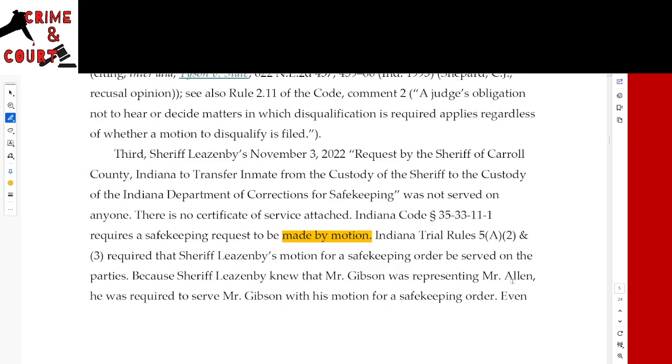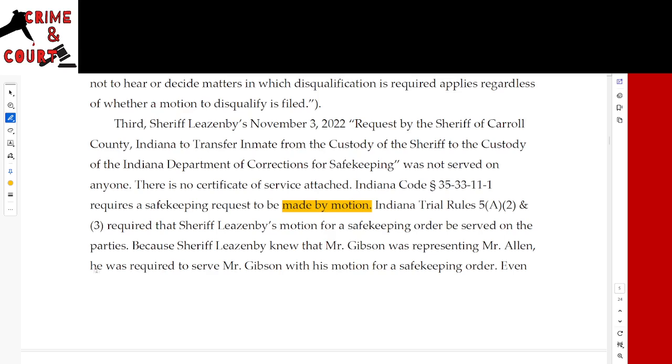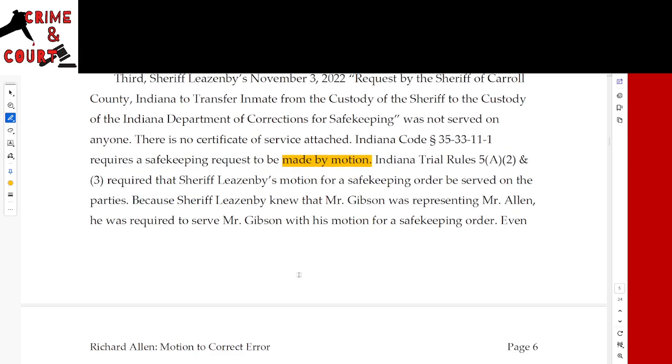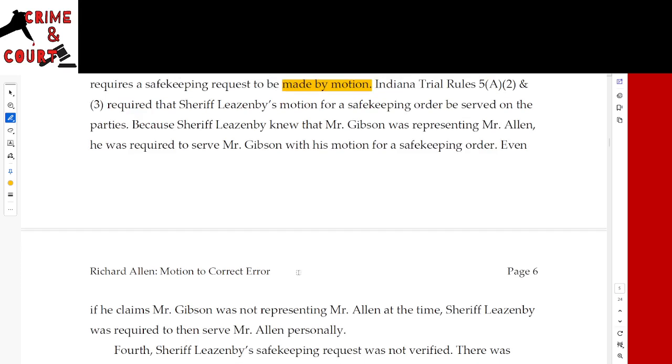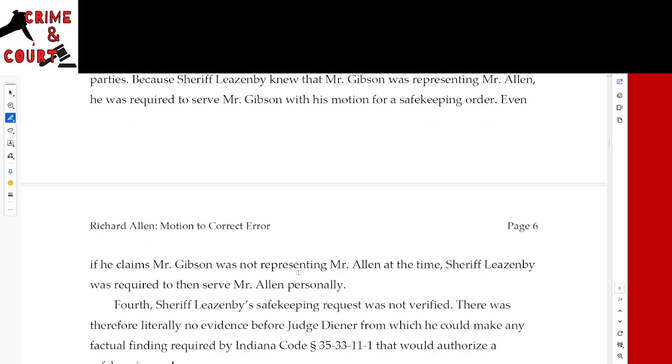Because Sheriff Lesenby knew that Mr. Gibson was representing Mr. Allen, he was required to serve Mr. Gibson with his motion for a safekeeping order. Even if he claims Mr. Gibson was not representing Mr. Allen at the time, Sheriff Lesenby was then required to serve it on Mr. Allen personally.